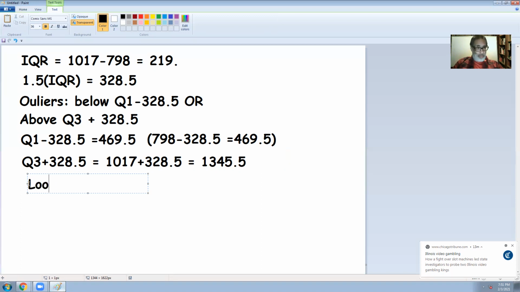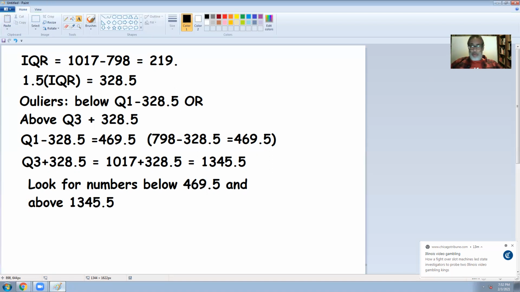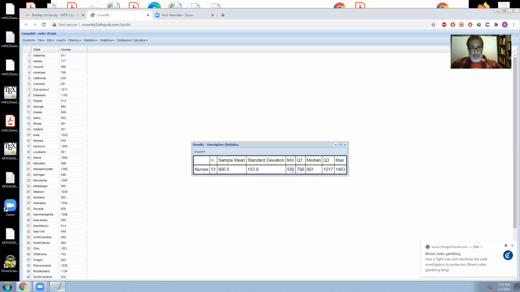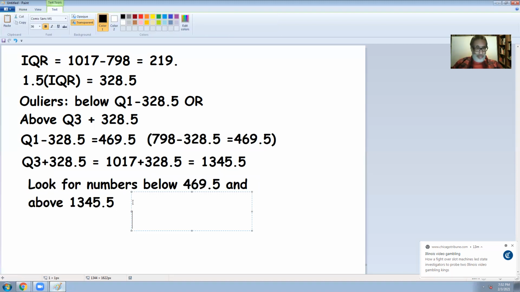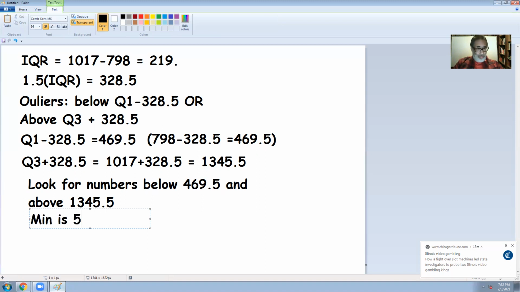So we look for numbers below 469.5 and above 1345.5. So those are the two magic numbers we want to look for. So first thing we notice, the minimum is 585. So the min, so I'll go over here, which is bigger than 469.5. So there's no low outliers.